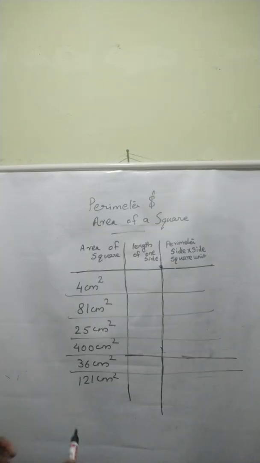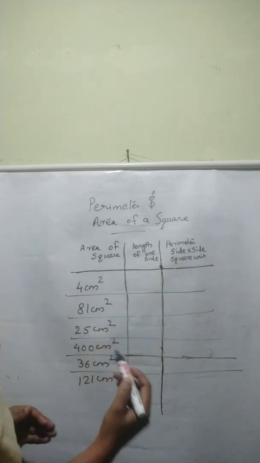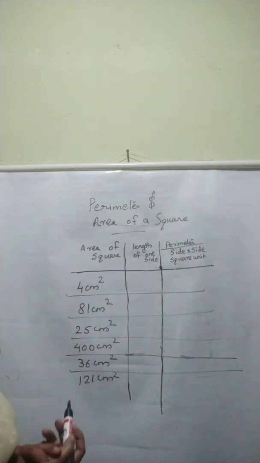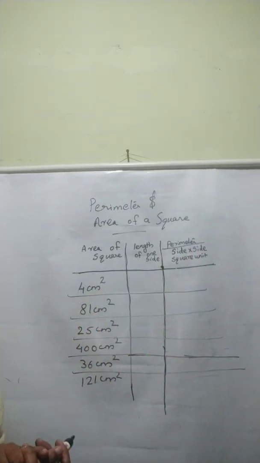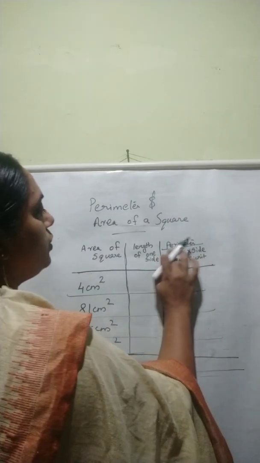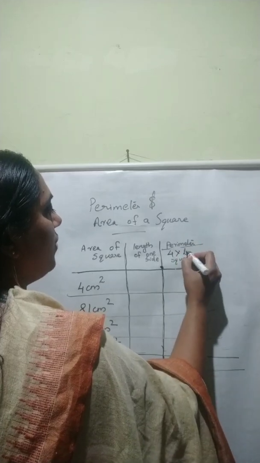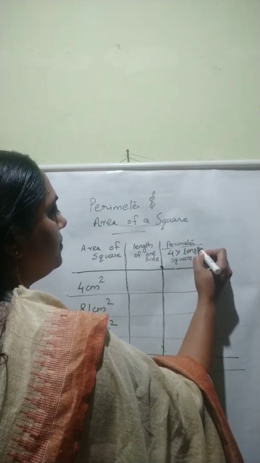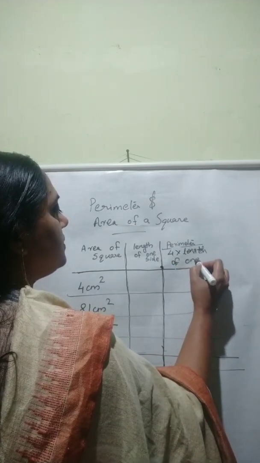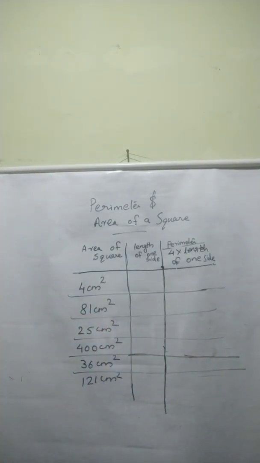Here we can see the area of a square is given. Then the length of one side we need to find out. Then we need to find out the perimeter of this same square itself. Then we know that perimeter is equal to 4 into the length of one side. Then we will get the perimeter.